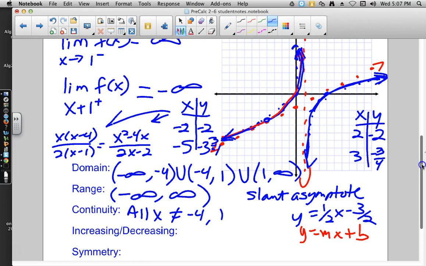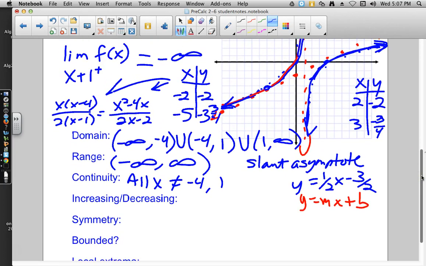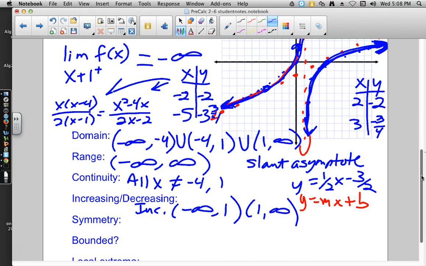Increasing and decreasing. Well, we have a continuous branch on the left side and a continuous branch on the right side. It's just a matter of figuring out what's going on. And if we are drawing this graph avoiding that 4, we are increasing, we are going up. So from negative infinity to 1, we are increasing. And then the other side of the branch is also going up as we draw it, just as we would read it from left to right. So that is also increasing, and that is from 1 to infinity.